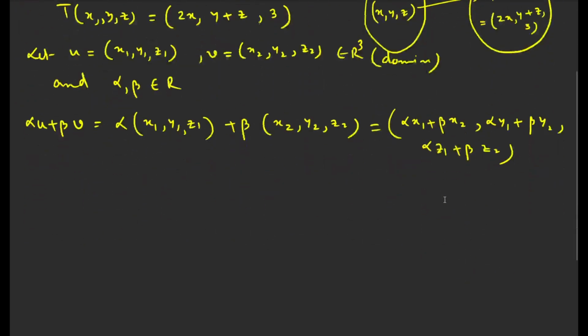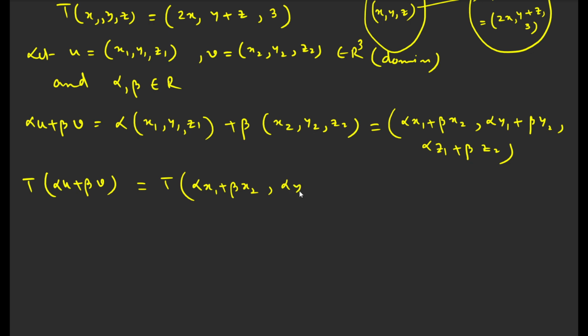So now let us take the transformation T of alpha u plus beta v. So this is your T of alpha x1 plus beta x2, alpha y1 plus beta y2, alpha z1 plus beta z2. This term is our x, this is y, and this is z. So the form is T of x comma y comma z. So what is given there?